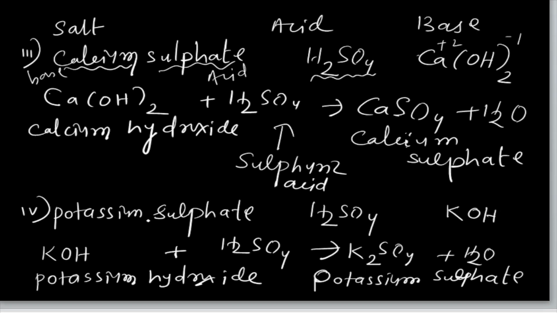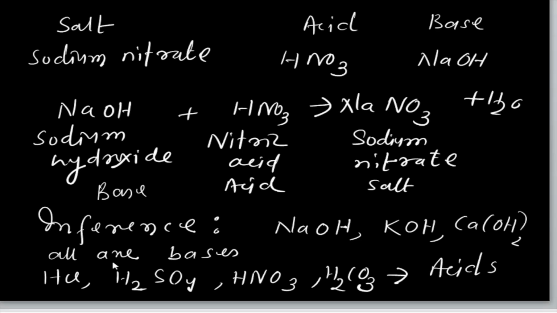So when we come to potassium sulfate, again think potassium means base. Sulfate means from acid. What would be the acid? Sulfuric acid. What is the base? That is KOH. So when KOH and H2SO4 combine, it gives potassium sulfate plus water. KOH is potassium hydroxide, and sulfuric acid is the acid.